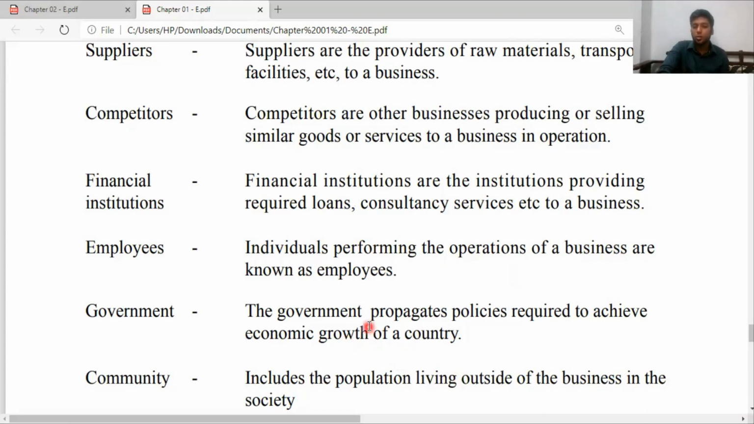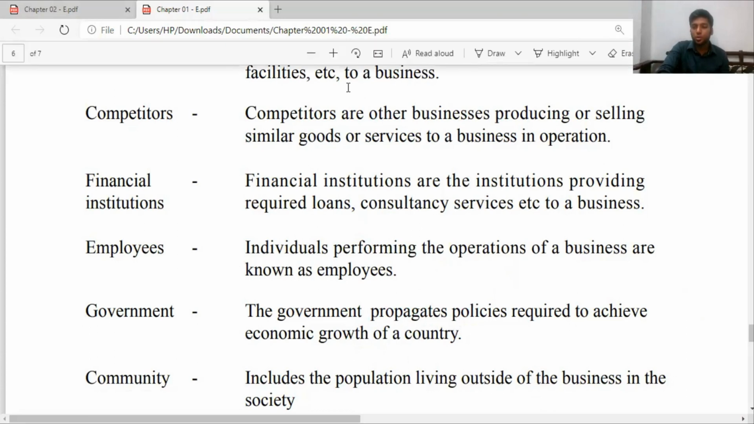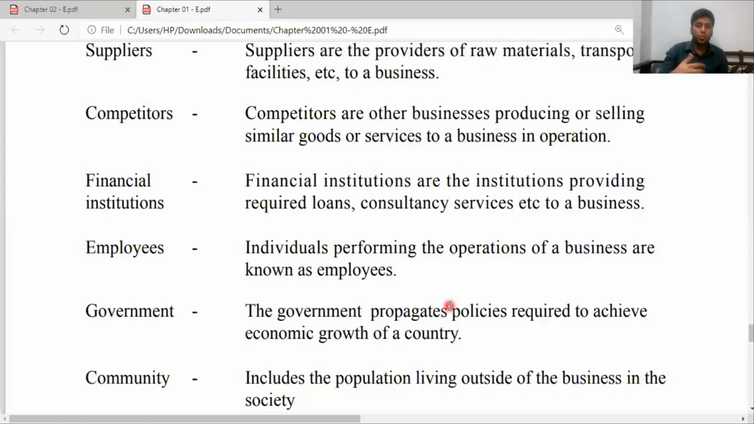Government propagates policies. What is propagates, guys? Okay, so I want to teach you the meaning of propagate. Propagates means you need to be guided towards some area, you need to follow those things. The government propagates policies required to achieve economic growth of a country. So they take steps to achieve economic growth. Now, what is this economic growth? It's another term you need to remember. Growth of a country: the country is producing as much as possible. We say it as economic growth. Today, the country is going through a pandemic, so they are not achieving economic growth.